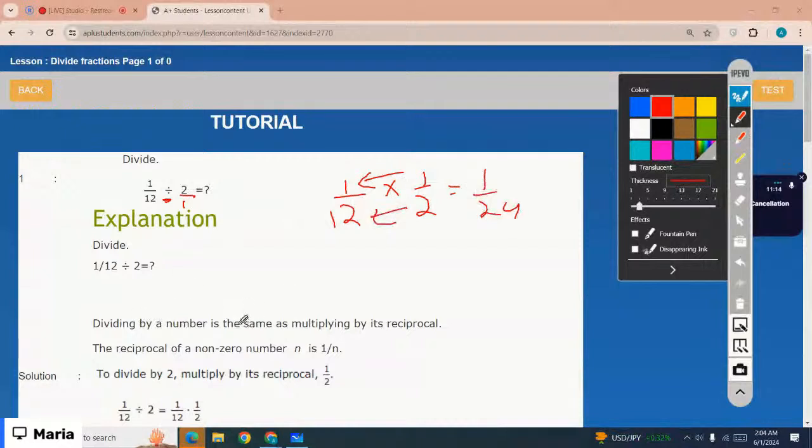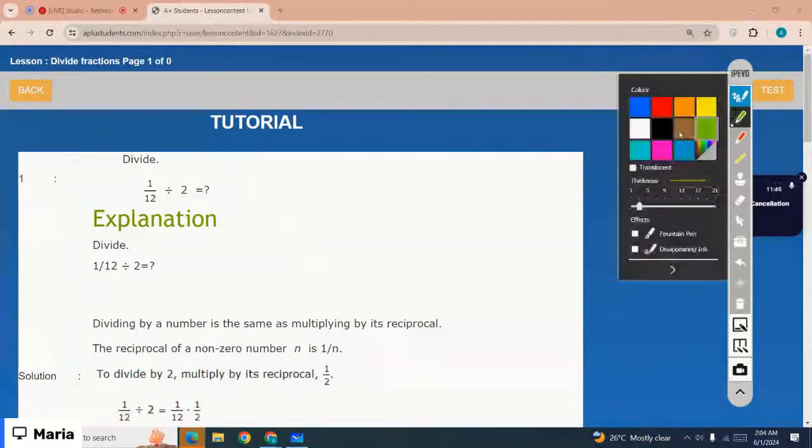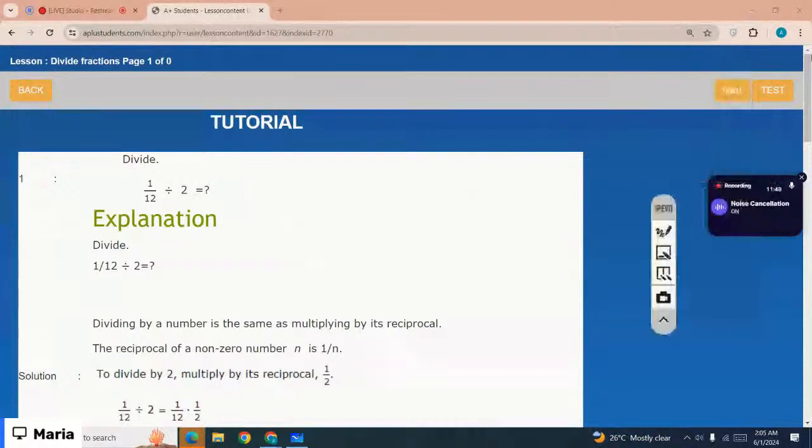So dividing by a number is the same as multiplying by its reciprocal. So if you divide or if you multiply the number with the reciprocal, both are exactly the same. Got it? So basically you have to multiply by the reciprocal. We don't actually divide, we multiply the number with the reciprocal, right? Okay, let's start with the next example.